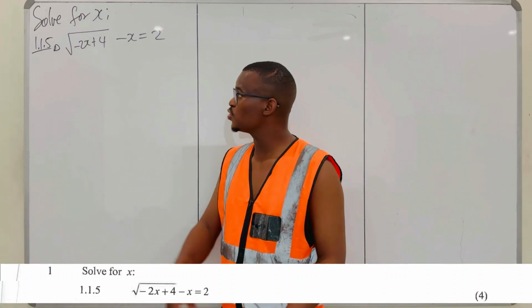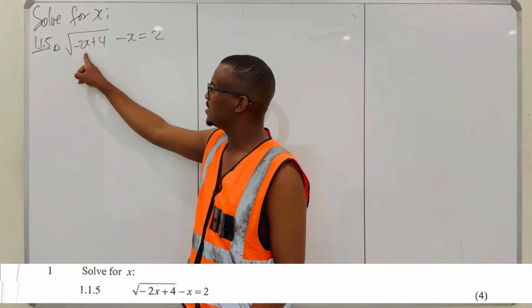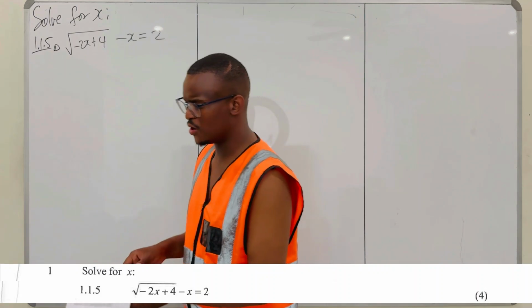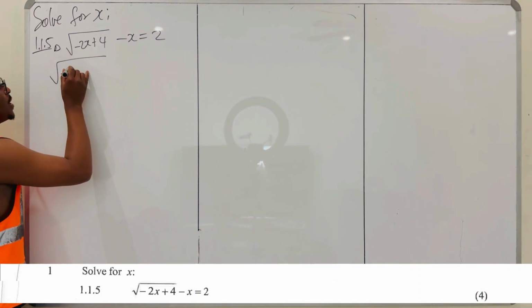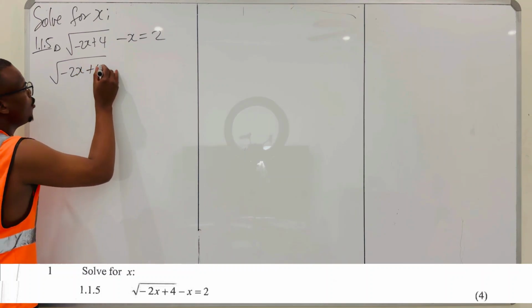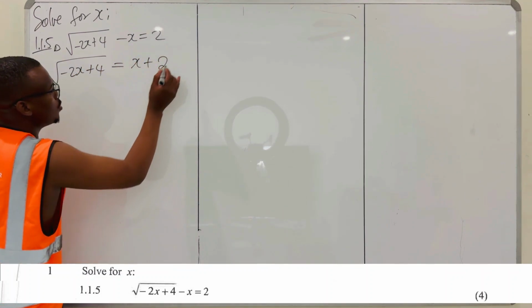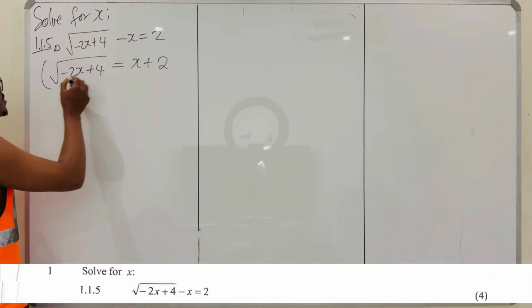So the first thing that you need to do when you're solving this type of equation is isolate the square root. So take this thing to the other side. Are you with me? You'll be left with this isolated root here, which is minus 2x plus 4, is equal to x plus 2. After it's isolated and sitting on its own, you square both sides.